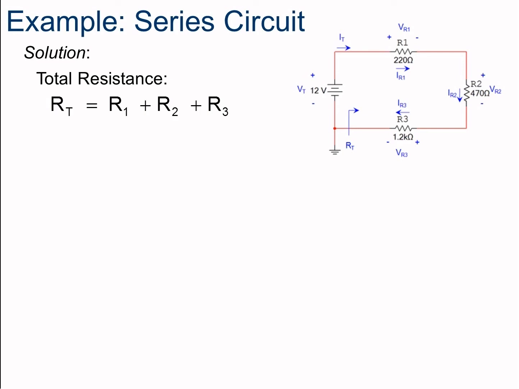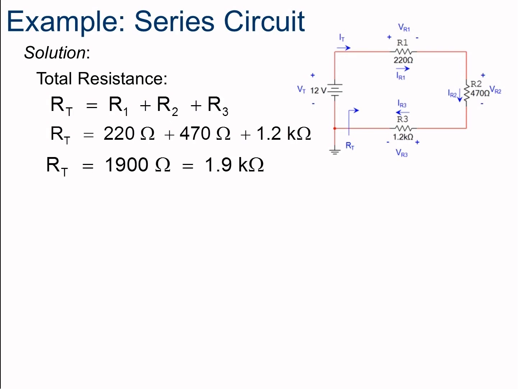So the equation we need, of course, is just adding all the resistors together. R1, R2, R3 added together, and we get our total resistance. 220 ohms, 470 ohms, 1.2 kilo ohms, and we get 1900 ohms, or 1.9 kilo ohms. So there's our total resistance.